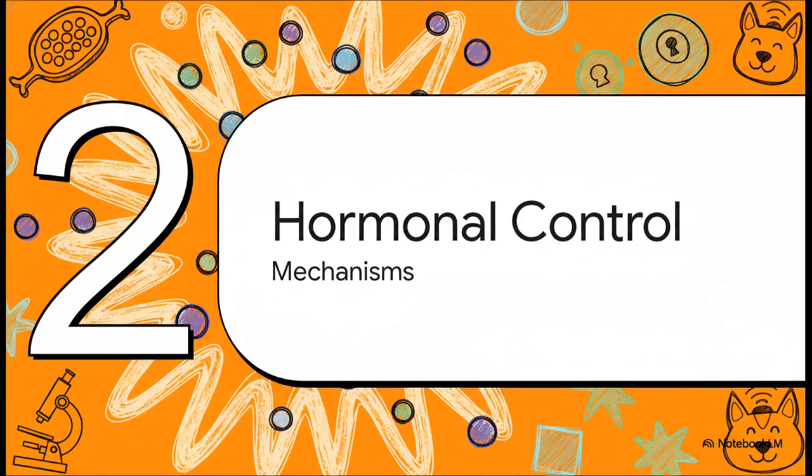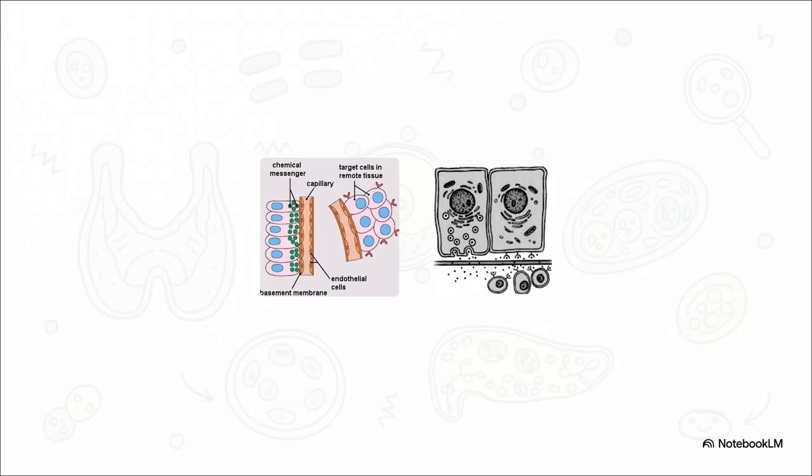Moving right along to Section 2, Hormonal Control Mechanisms. So how exactly do these wireless signals travel from point A to point B? We're looking at three main mechanisms here. First up is classic endocrine control. This is where hormones are secreted directly into the bloodstream to reach distant target cells. Then we have paracrine control. This is when a cell releases hormones that act locally, just on the adjacent cells right next door. And finally, autocrine control. This one is pretty wild. The cell secretes a hormone that actually acts on itself. It's literally talking to itself.